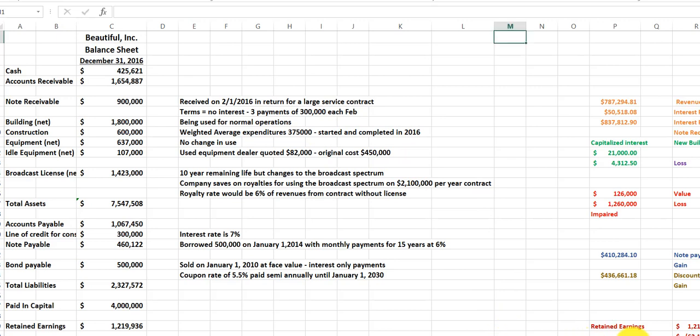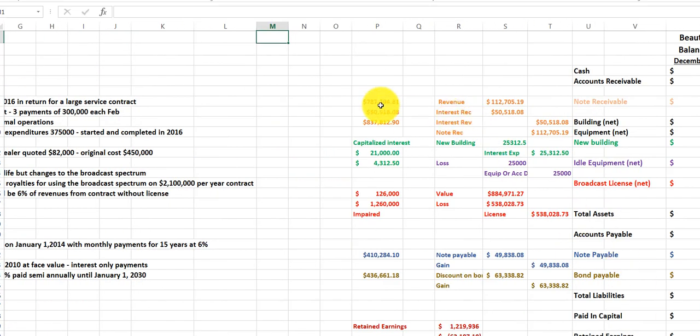When we do that, we come over here, and in orange we have the present value of three payments at 7%. That's the normal rate, the rate that we borrow at, down a little further in the problem. It is $787,294, and we've got interest for the year, because you should have calculated interest for the year. Even though there was no interest, we calculated at the normal rate of 7%. So the total between those two is $837,000.